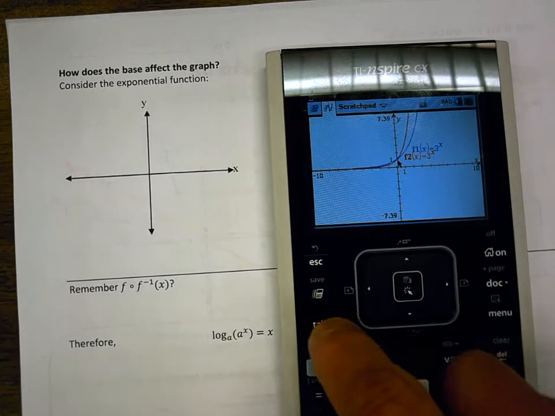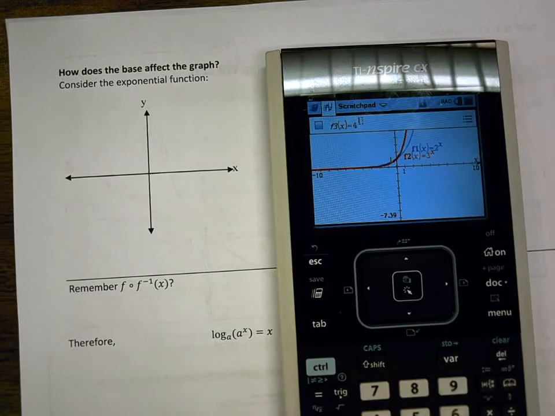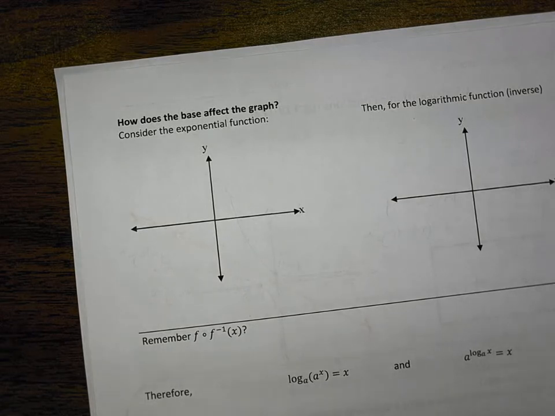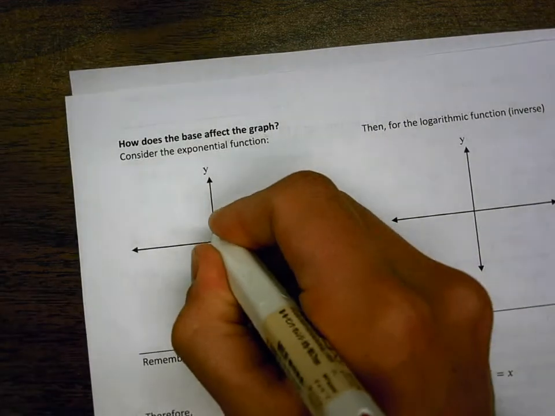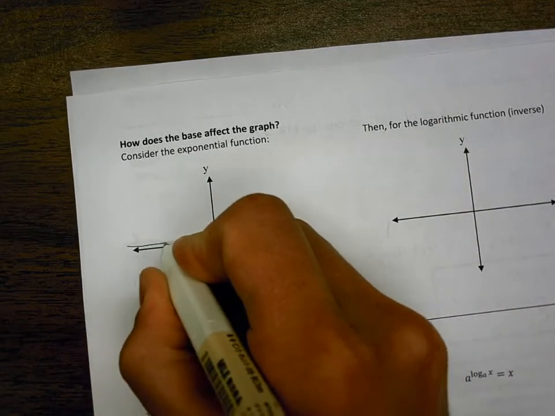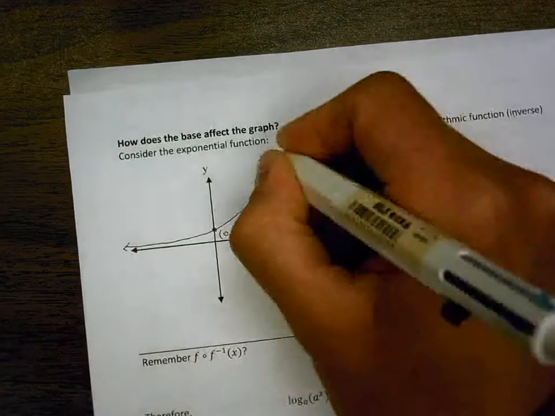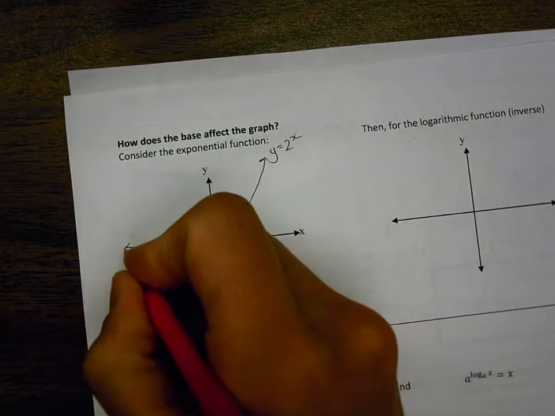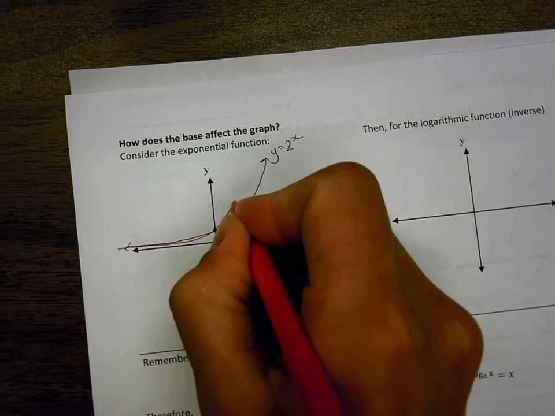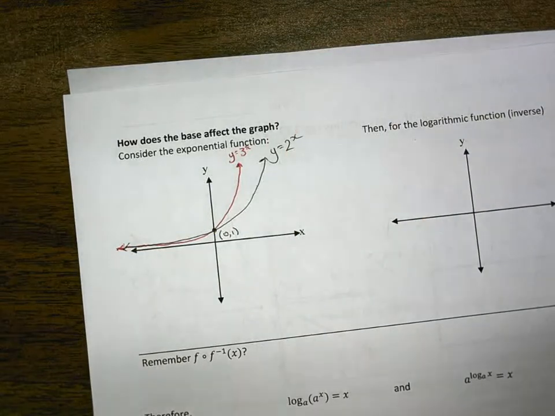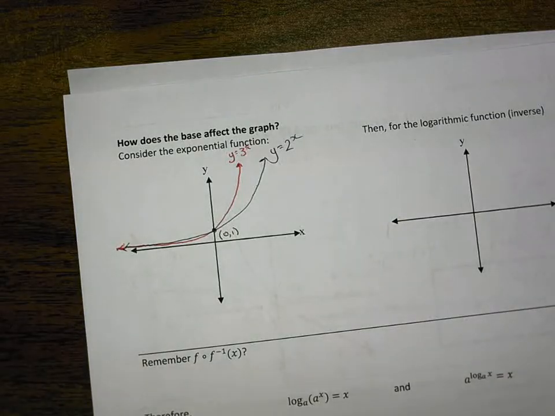If I do my next graph, I did 4 to the power of x. We would imagine it's even steeper. So without getting into it too much, I have this point 0, 1. So if I have a base, as the base changes to different integers, the steepness of my graph changes. Let's get a cool color here. Oh, how about green?